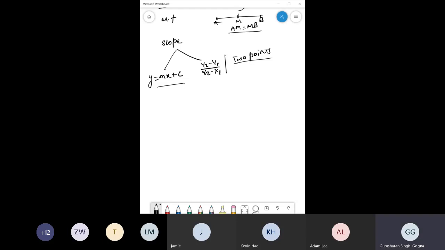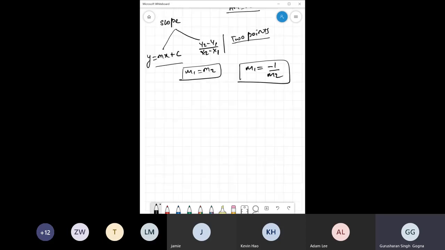Then slope has two special conditions. The lines can be parallel, lines can be perpendicular. If two lines are parallel, the slopes must be the same. If two lines are perpendicular, then one slope should be inverse of the other. So you flip it and change the sign. Okay.